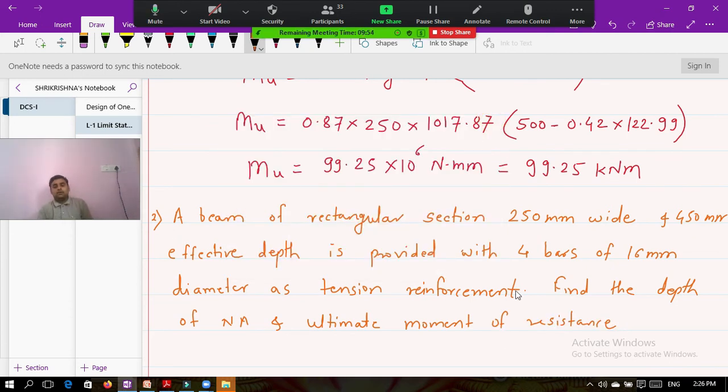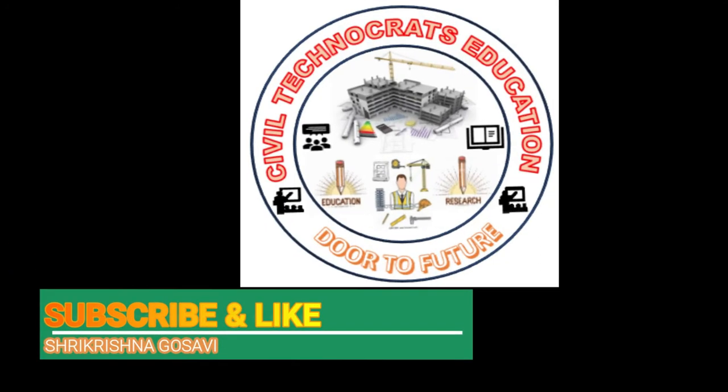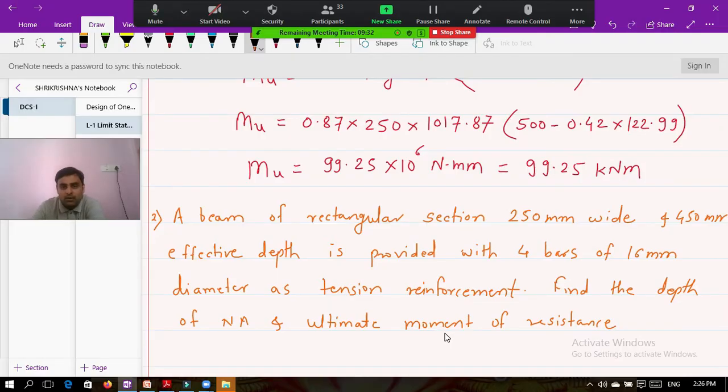So this is the given problem again. A beam of rectangular section 250 mm wide and 450 mm effective depth is provided with 4 bars of 16 mm diameter as a tension reinforcement. Find the depth of neutral axis and ultimate moment of resistance. So here I will give you 5 minutes. You try to solve this problem and come with the answer. Solve it now.